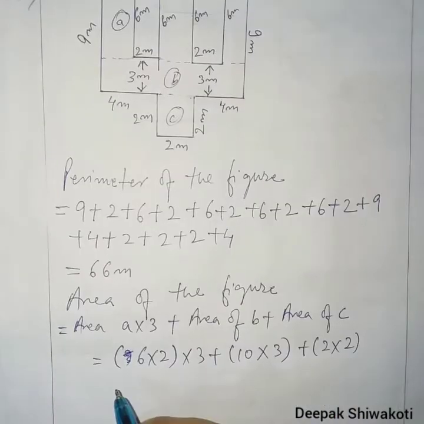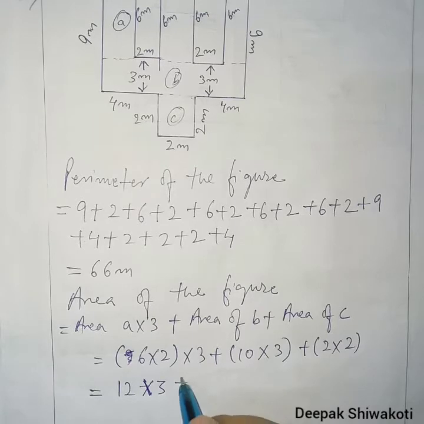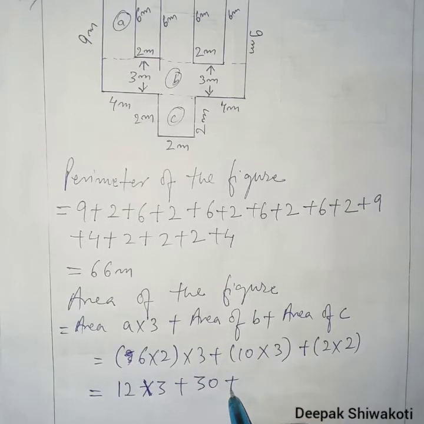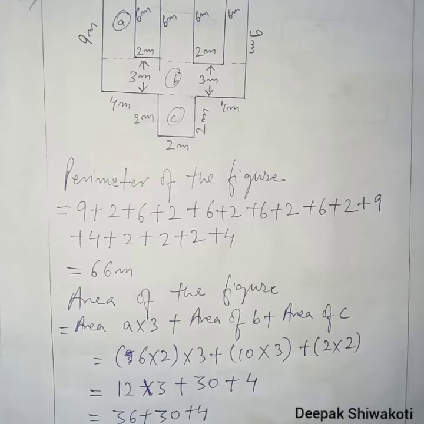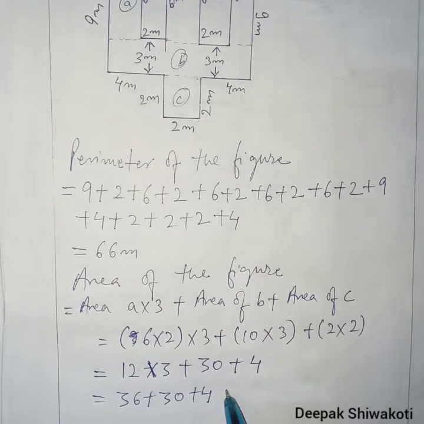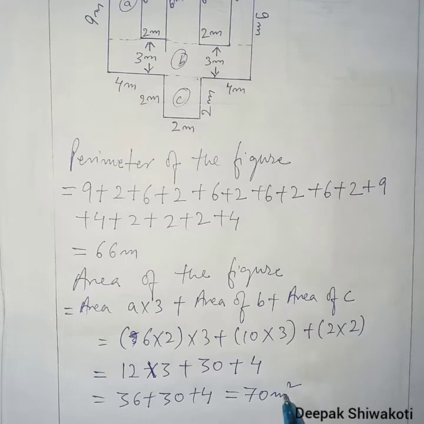Okay, so here 6 into 2 is 12 into 3, okay, plus 10 into 3 is 30, plus 2 into 2 is 4, 12 3 is 36, plus 30 plus 4, which will be equal to how much? 70 meter square. Okay, the unit is meter square here. Remember, the units are very important to write, and you have to write the correct unit. Okay, so by adding, we are getting 70 meter square.